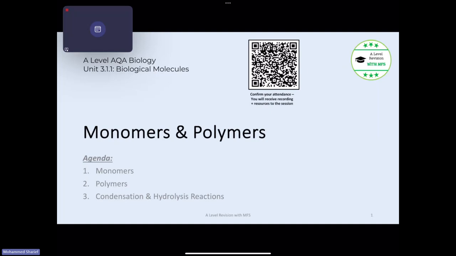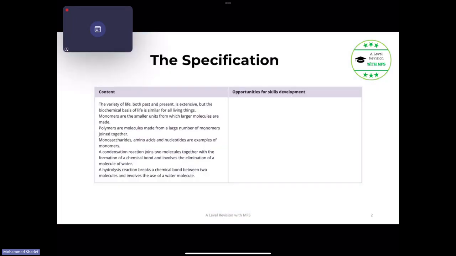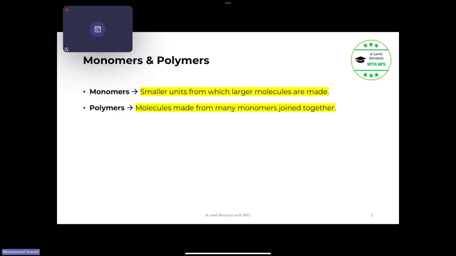So we're going to start off by looking at monomers and polymers, and then we're going to finish off by looking at condensation and hydrolysis reactions, along with some exam questions. Okay, so this is what the spec says, and we're going to be covering every point from the spec. I'm going to be constantly referring back to the spec just so we have an idea of what we actually need to know. So first of all, the key definitions.